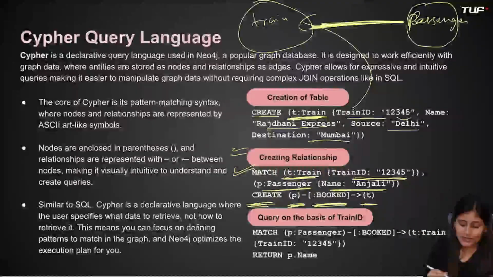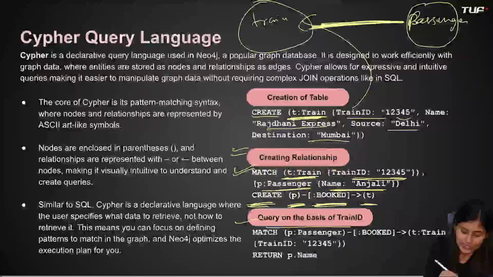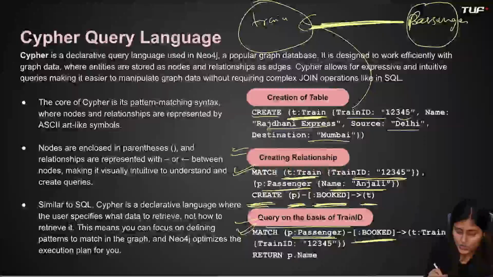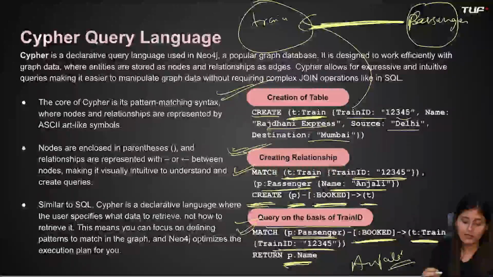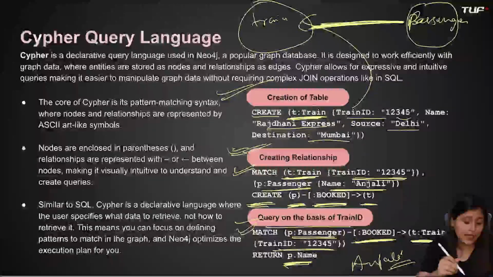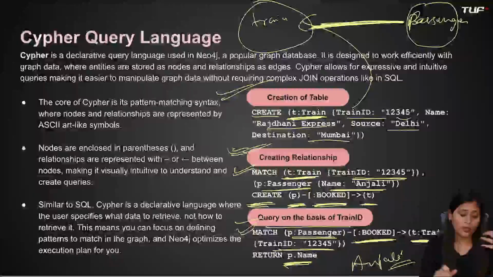Okay. Query on the basis of train ID. Now if we want to query on the basis of train ID, where train ID and passenger are related with the relationship booked, how will we query? See, we'll say match P passenger, because P is nothing but the instance for the passenger table, with the booked relationship in the train table having train ID. This we want P name, meaning passenger name. So the output will be Anjali. This is how we actually query in the Cypher query language, which is basically used to query the data from the graph database. Okay, so this was all about the Cypher query language.